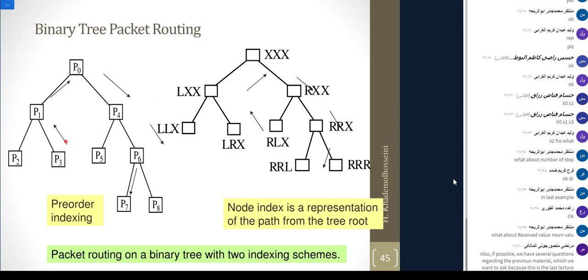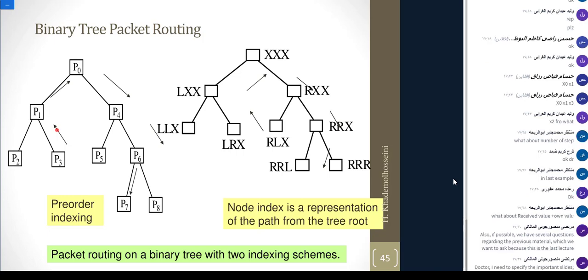So we have preorder indexing here. All of the slides are important. Let me finish the course now, then we will talk about the miscellaneous things.